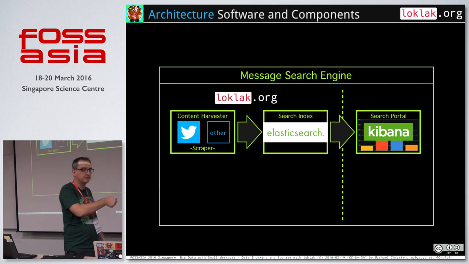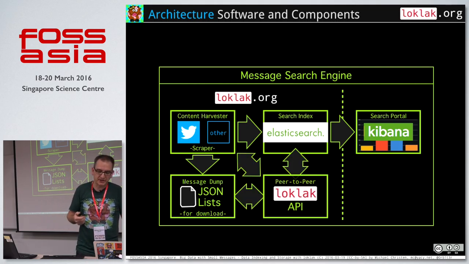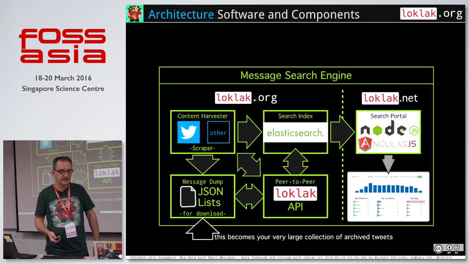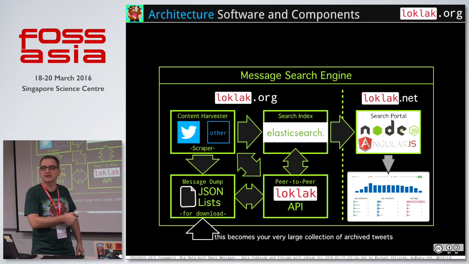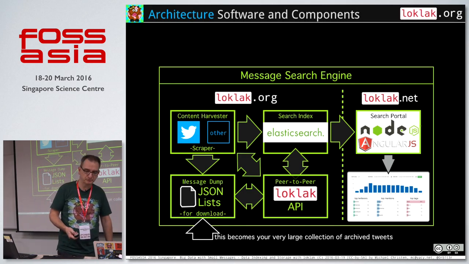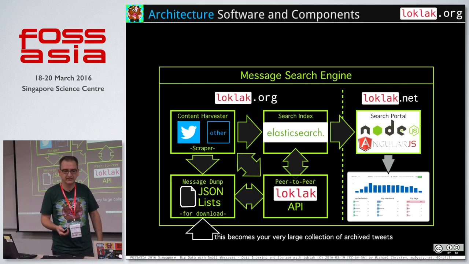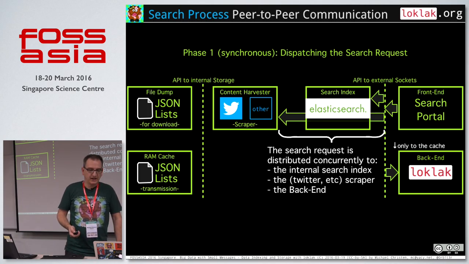This is not true anymore. We can use Kibana, but much more. We have a peer-to-peer sharing interface. We dump everything in JSON lists. And we have Loklak.net, which is kind of a Twitter clone. It looks like Twitter, and you can use it like Twitter. It's not finished yet, but you can see what's on the way.